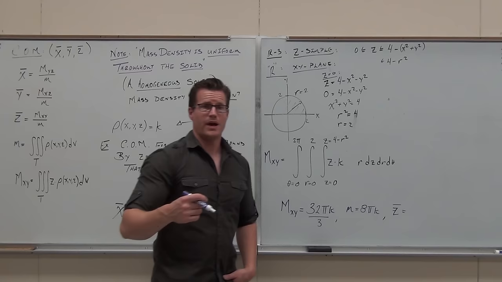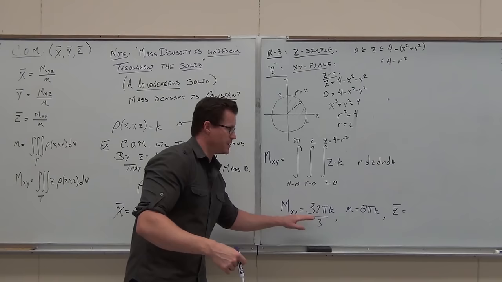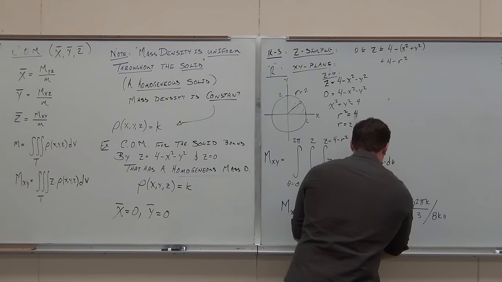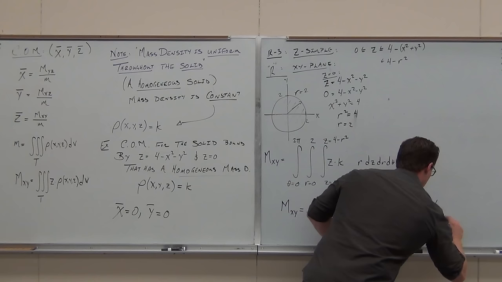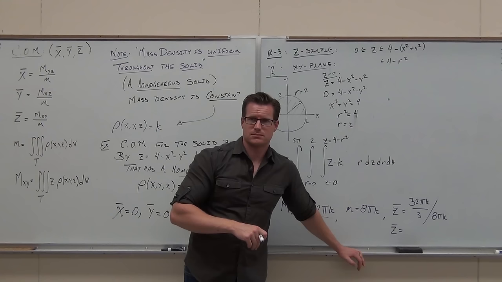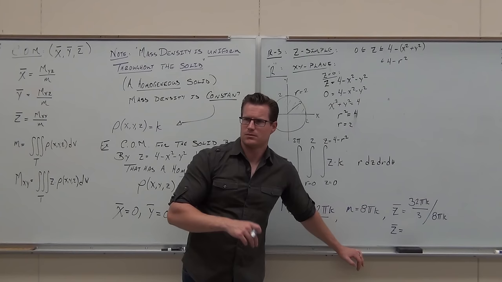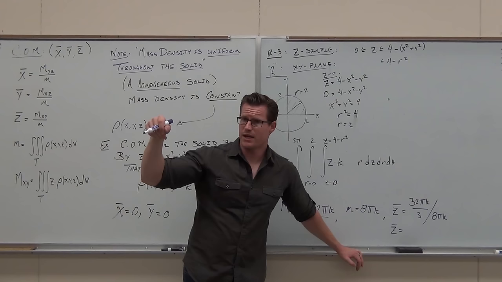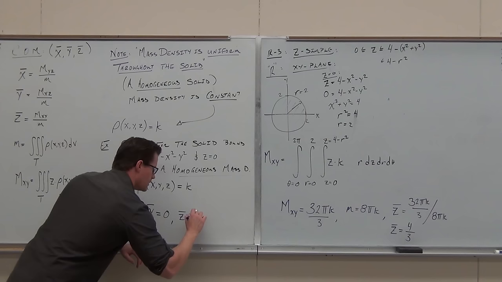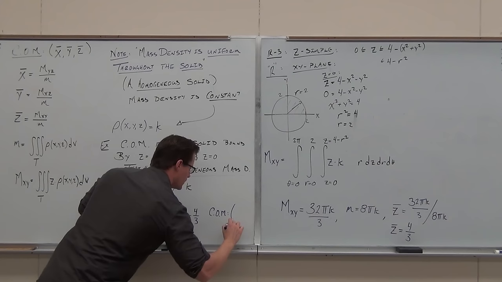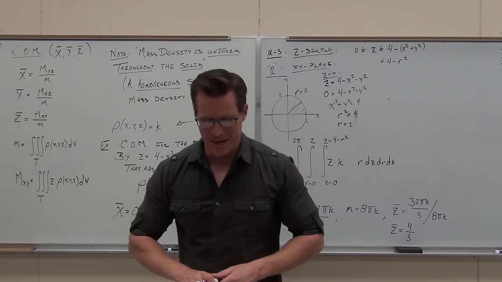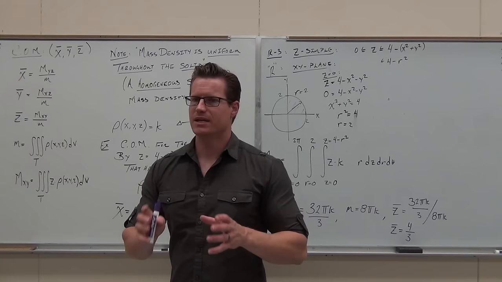That means that our center of mass, as it relates to the z-axis, is this number over 8 pi k. 32 divided by 8 is? 4 thirds. So our center of mass is zero, zero, 4 thirds. Again, it's along the z-axis by the nature of symmetry of a homogeneous solid. Bam! That's cool! Are you getting interested in this stuff at all?